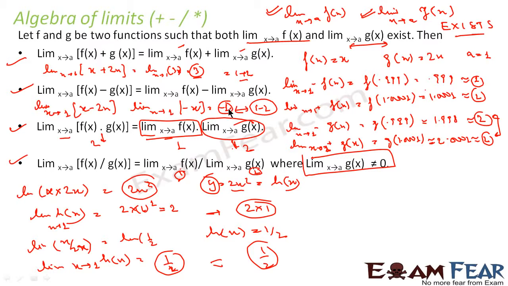Similarly, in case of subtraction, we found the left hand side to be minus 1, that is the limit of the function h(x) equal to x minus 2x, that came out to be minus 1, and the right hand side also we got 1 minus 2 is minus 1. In case of multiplication also, in case of division also, we got LHS is equal to RHS. So we have proved that algebra of limits for subtraction, addition, multiplication and division holds true for limits.